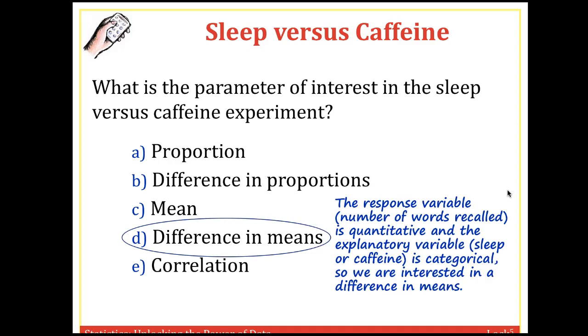Why is this? The response variable is the number of words recalled. It is quantitative, and the explanatory variable, sleep or caffeine, is categorical. So we're interested in the difference of means between the number of words recalled. We want to think about the average number of words recalled by the group that slept versus the average number of words recalled by the group that were given a caffeine pill.